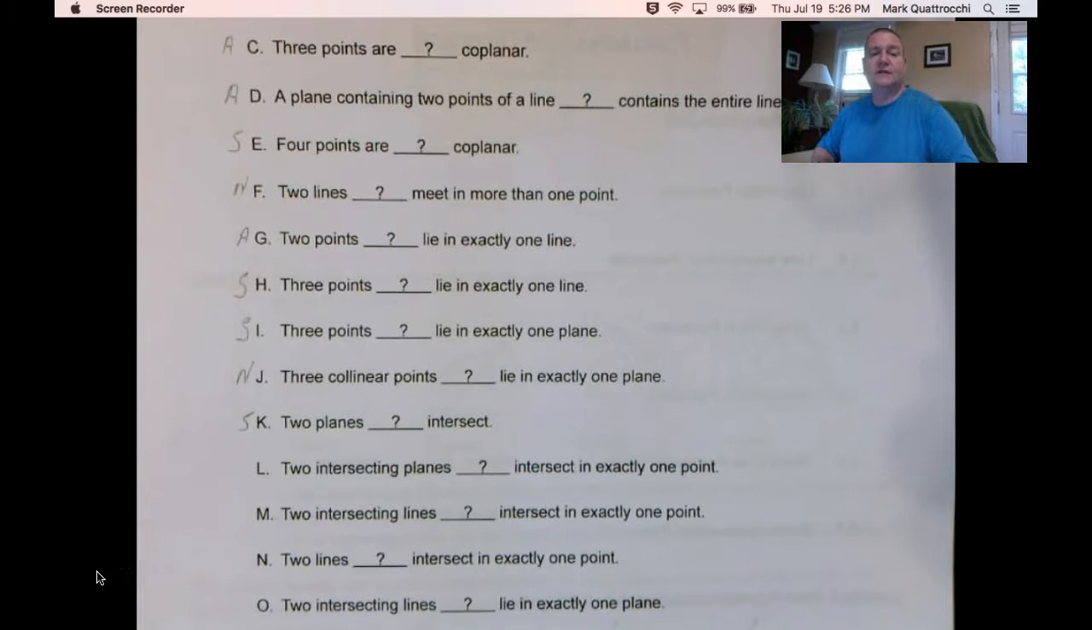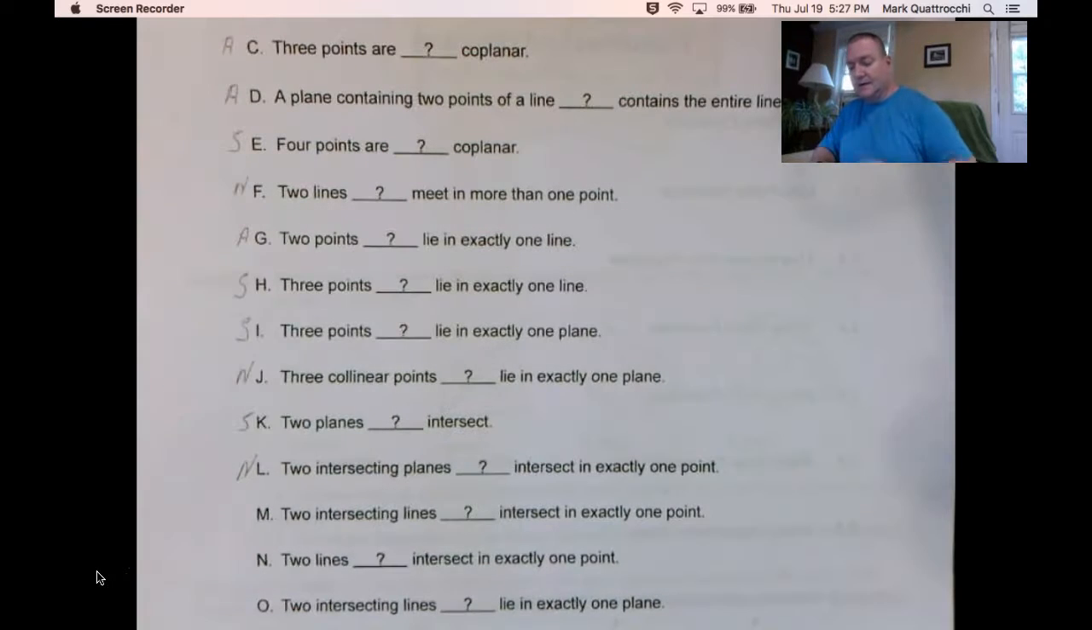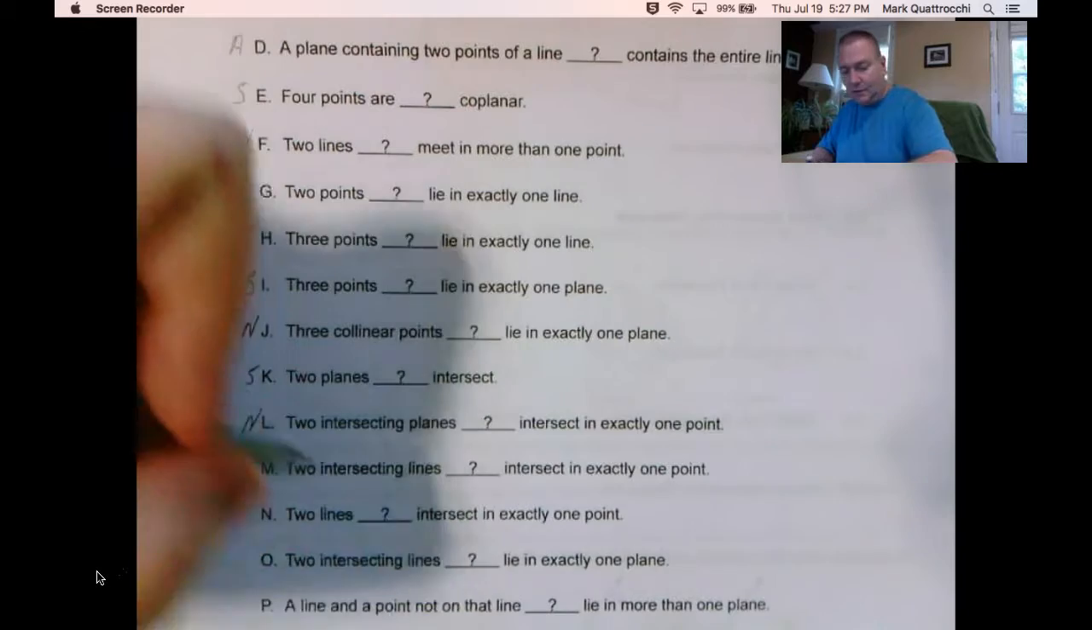L. 2 intersecting planes always, sometimes, or never intersect at one point. They never intersect at one point. 2 intersecting planes always intersect at a line. M. 2 intersecting lines always, sometimes, or never intersect in exactly one point. This is always.